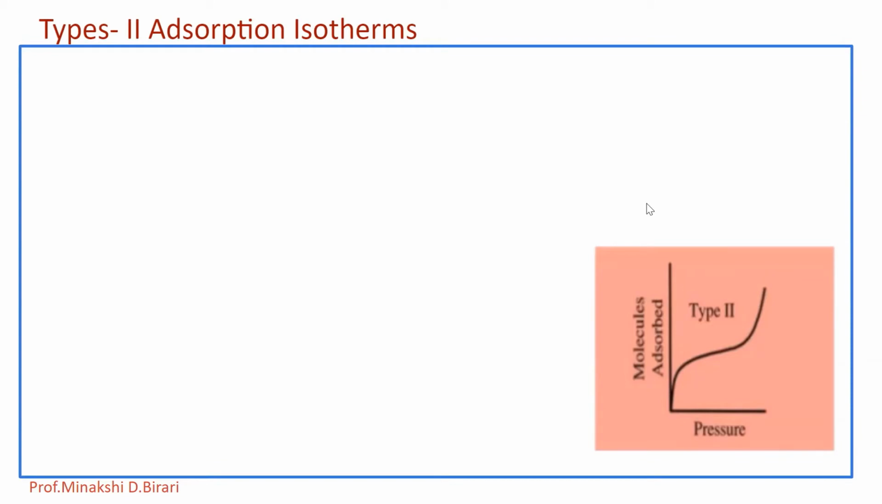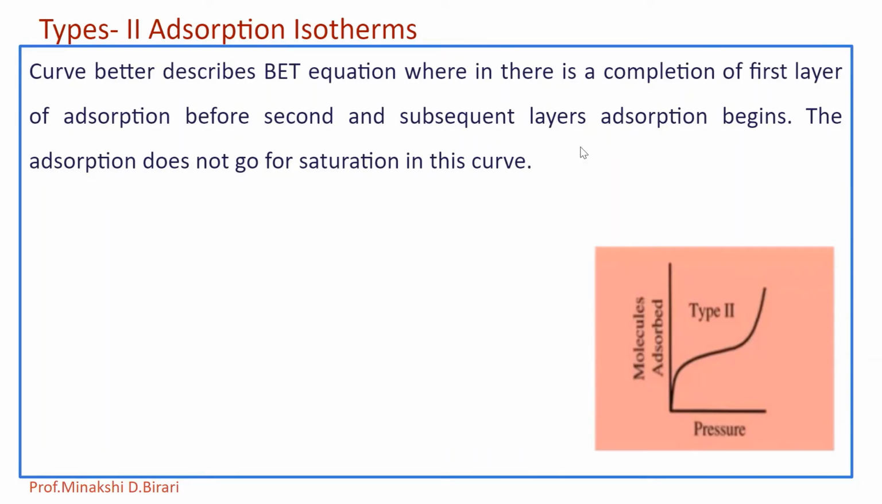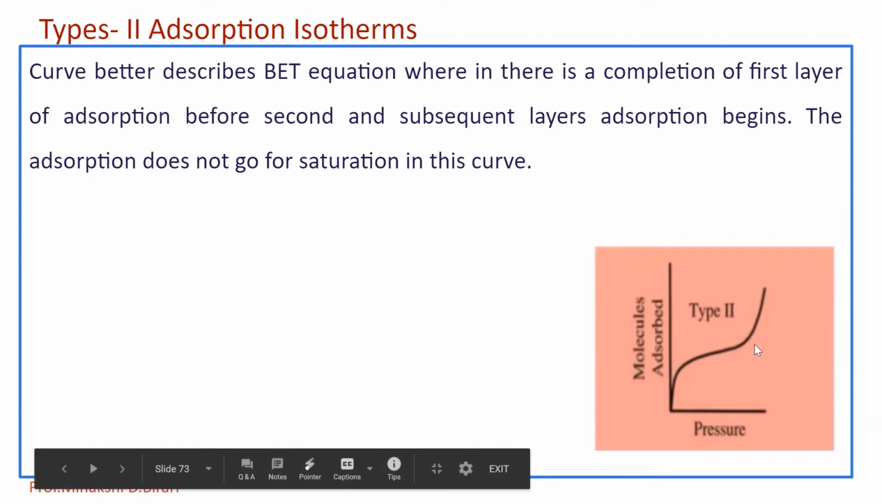Now the second type of adsorption isotherm. The curve better describes the BET equation, wherein there is a completion of first layer adsorption before second and subsequent layer adsorption begins. The adsorption does not go for saturation in this curve. When we observe this curve, it better describes the BET equation. Already we have studied the BET equation in previous lectures.